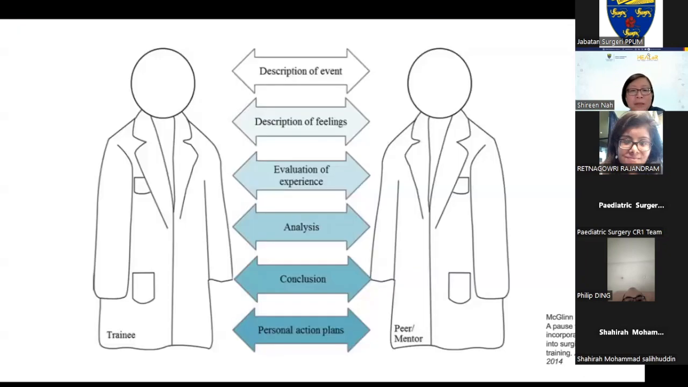Okay, so we start with the top, description of the event. Number two is description of the feelings. Number three, evaluating experience. Number four is analysis. Number five, our conclusion. And number six, a personal action plan. Okay, so these are the steps that we're going to go through.